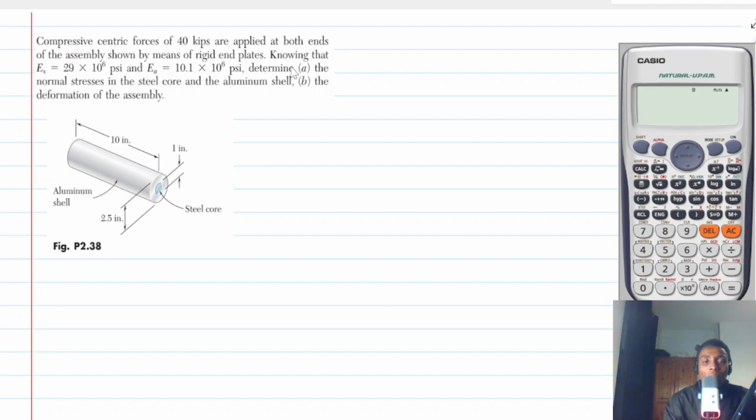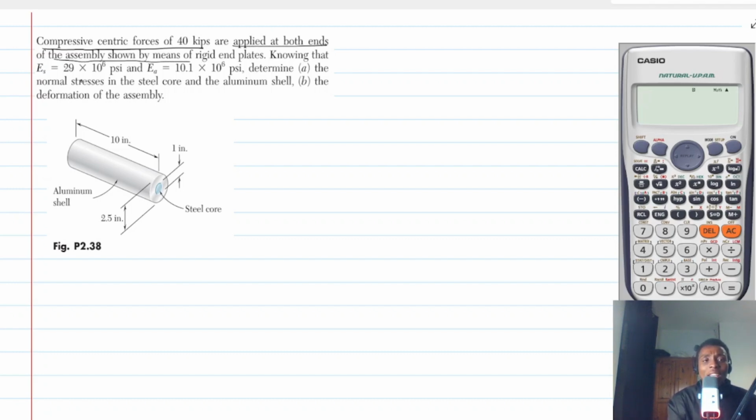So in this video I will solve a question with you to illustrate deformation and axial loadings. All right. So now we have compressive centric forces of 40 kips, which is kilopound, applied at both ends of the assembly shown by means of rigid end plates.